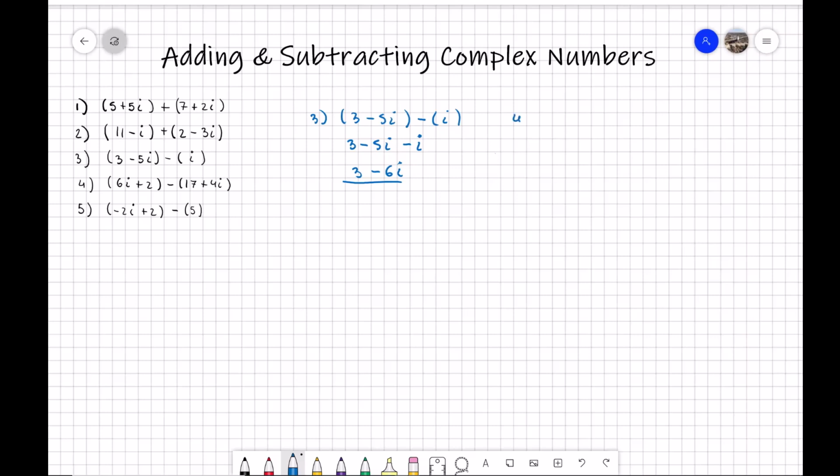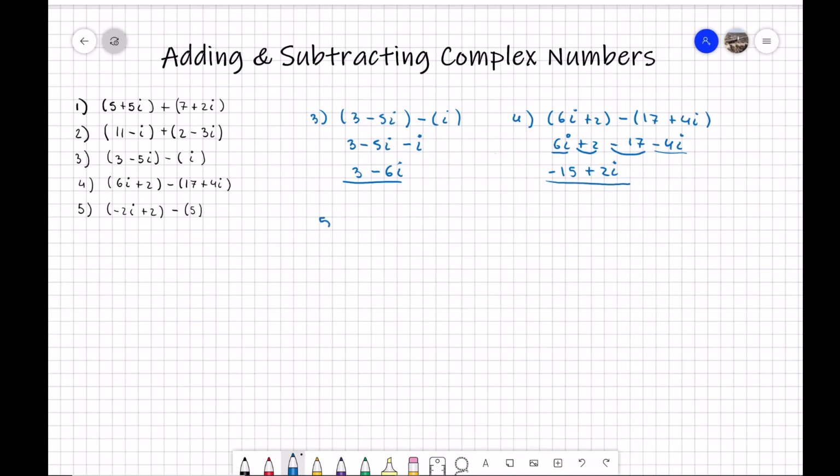Now 4, same thing. We have 6i + 2 - (17 + 4i), which is 6i + 2 - 17 - 4i. So we add the real numbers with the real numbers: 2 - 17, that's negative 15. And then 6i - 4i, that's positive 2i. And that's the solution.